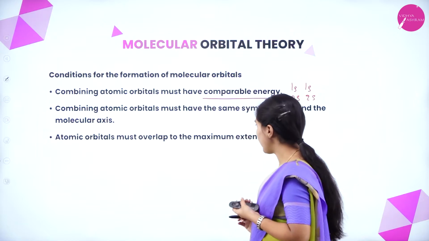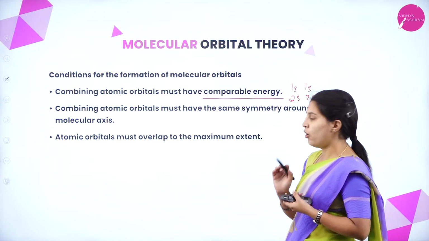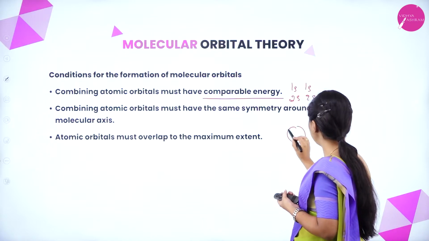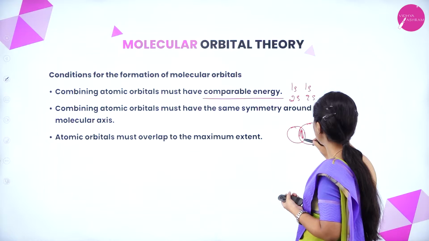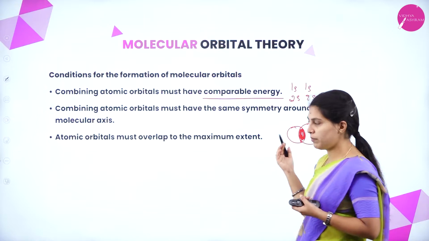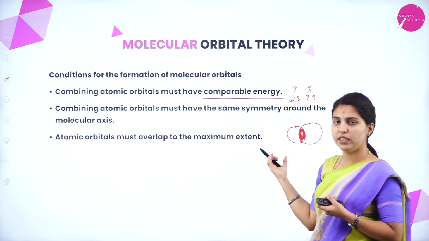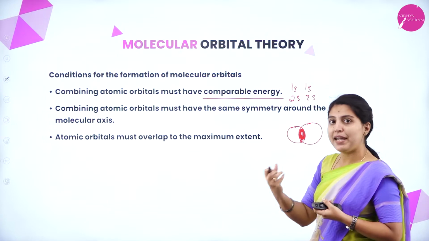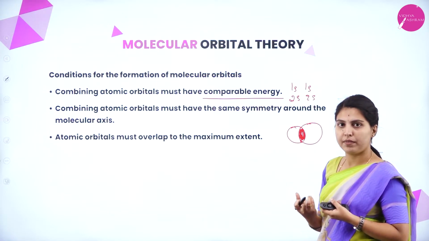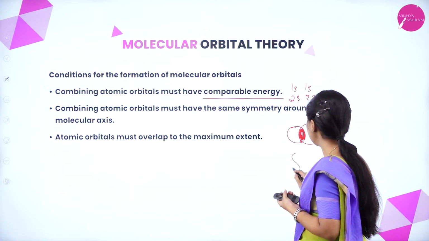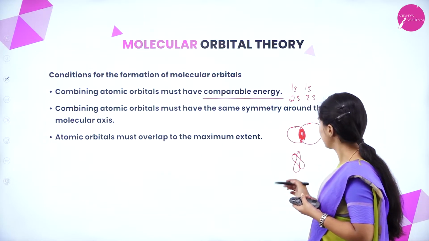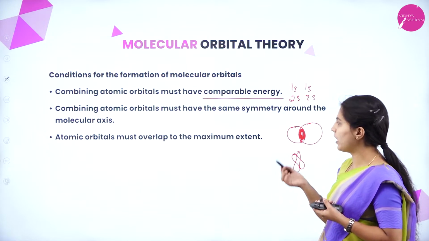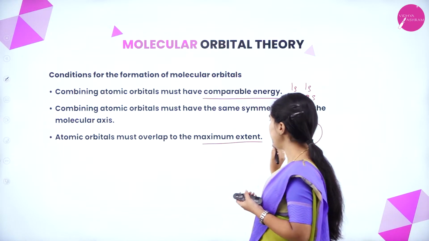Atomic orbitals must overlap to the maximum extent. How much? If an s orbital is present, the maximum overlap should be present. This is the overlapping region. If the maximum overlap is present, then it will form the maximum molecular orbitals. If the overlap is less like this, the stability will also get less. Here the overlap is very less, not like this. That's what they are telling: atomic orbitals must overlap to the maximum extent.